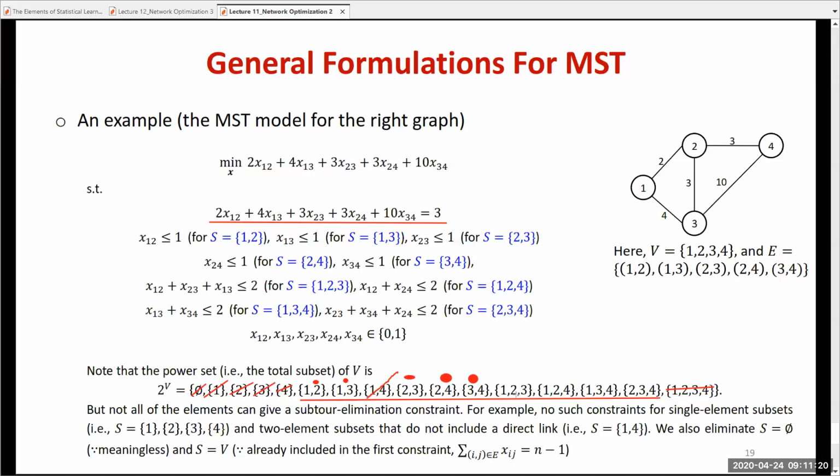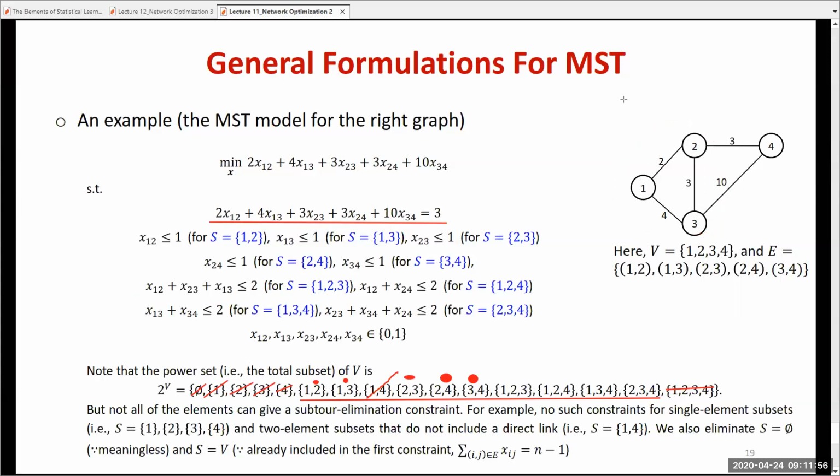So the first thing we're gonna have a look at is S equals 1, 2, 3, which is here. Let me draw something. 1, 2, 3, and be careful. How many edges are included here? We have x12 and x23 and x13. See it? So I'm gonna have x12 plus x23 plus x13 less than or equal to 2. 2 is because the cardinality of S here equals 3. So 1, 2, 3, you have 3 elements. So 3 minus 1 equals 2, okay?